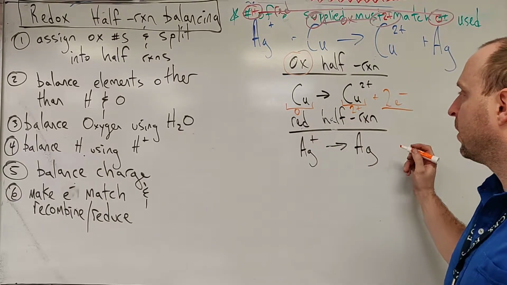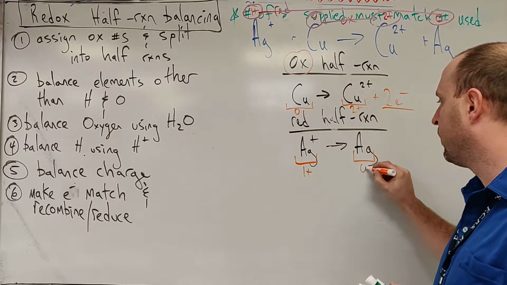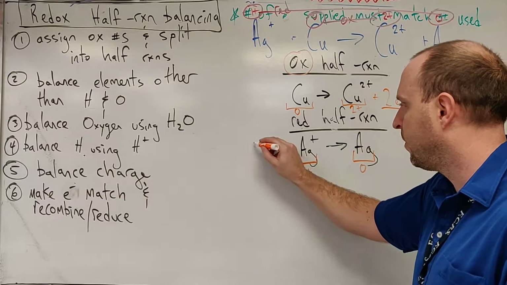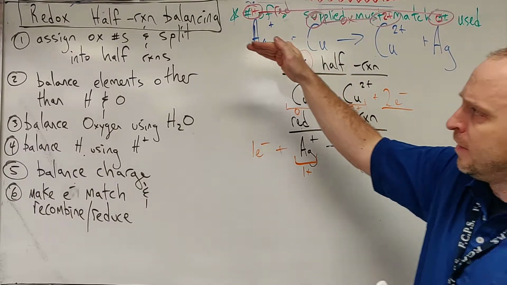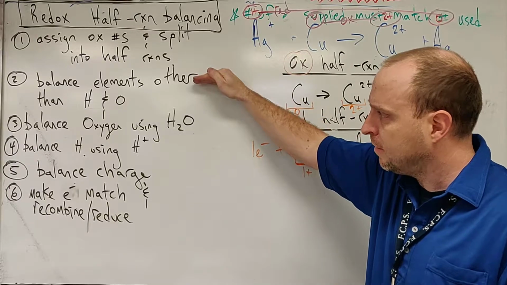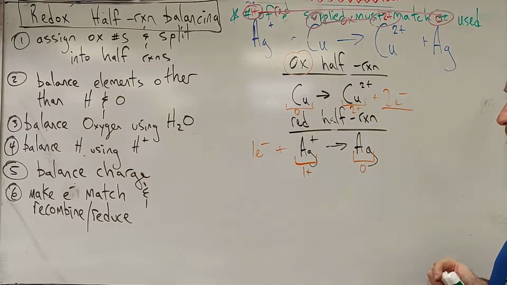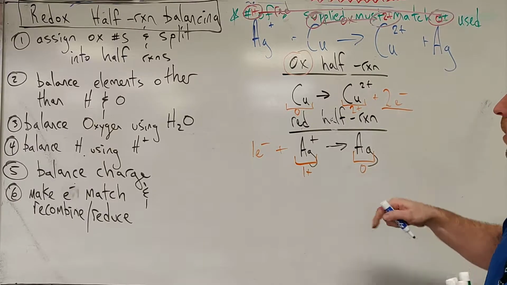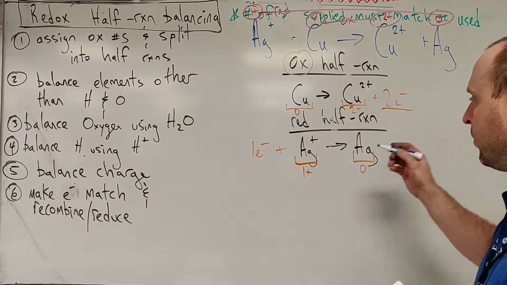So as we look at our reduction half reaction, we've got 1 plus on this side, we've got 0 on this side. To get them to match, we're going to have to add in 1 electron. So done, done, didn't have to do it, done. And now we need to make our electrons match so that we can recombine and reduce these. So if we look here, 2 electrons and 1 electron, our least common multiple is going to be 2.